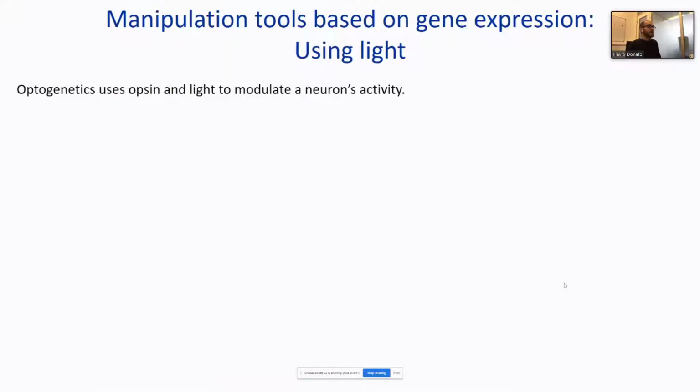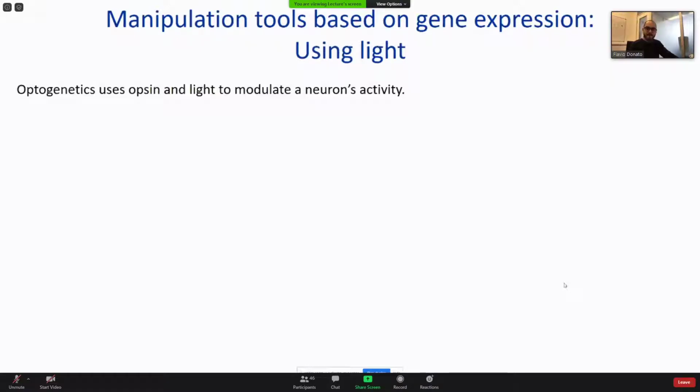The first of these is optogenetics. Optogenetics is a technique by which you use light to stimulate neurons. And you can use that. How many of you have already heard about this? Okay, so I'll go and explain.